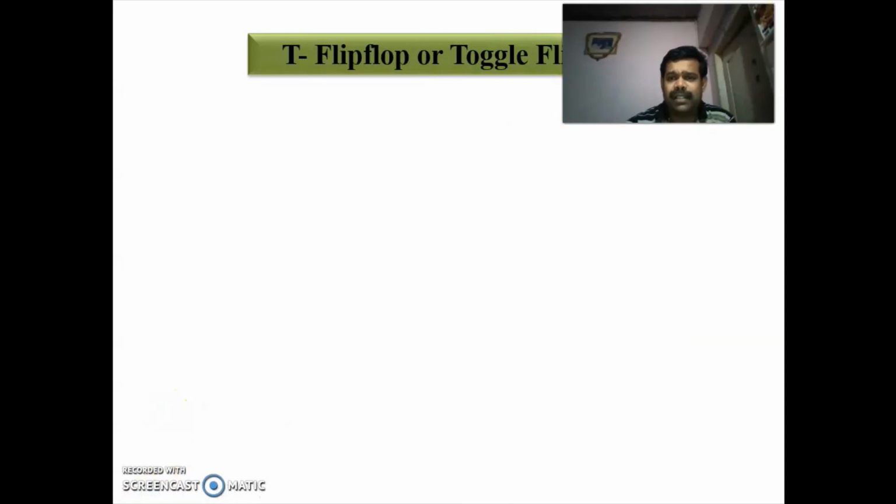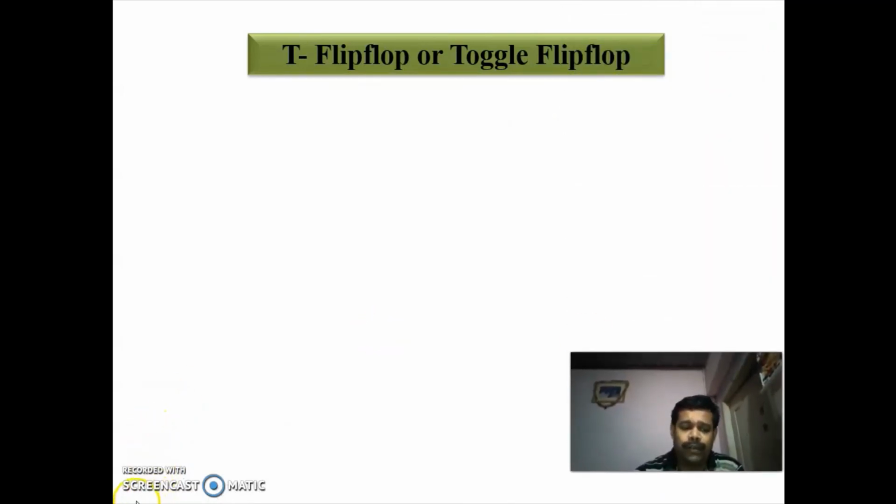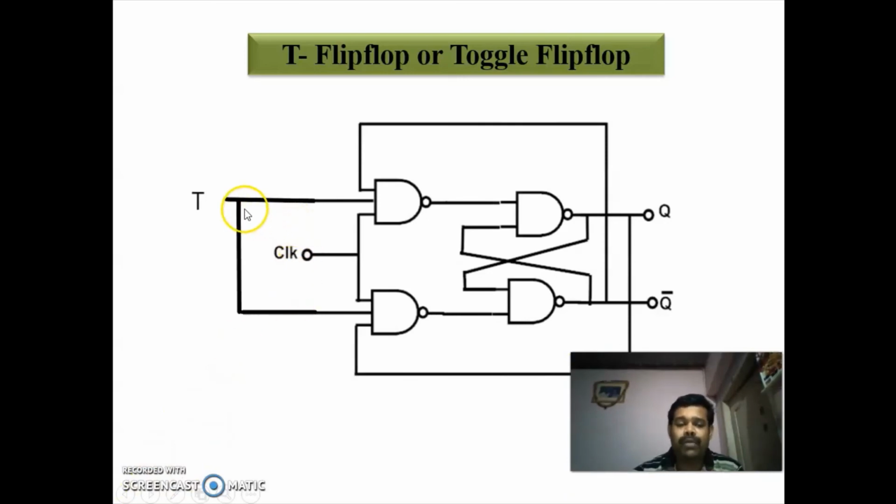Next one is the T flip-flop or toggle flip-flop. Here we have connected the J and K inputs of the JK flip-flop and named it T. So the modification we have done in the JK flip-flop is that we have shorted J and K and named it T. So this is the T flip-flop. It has only one input.